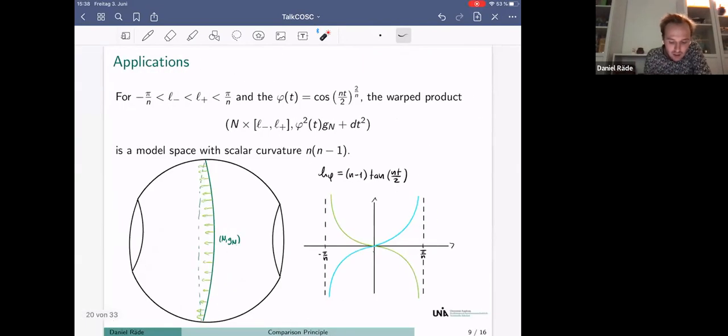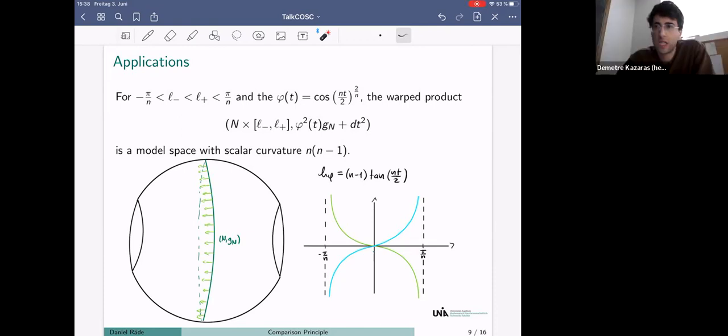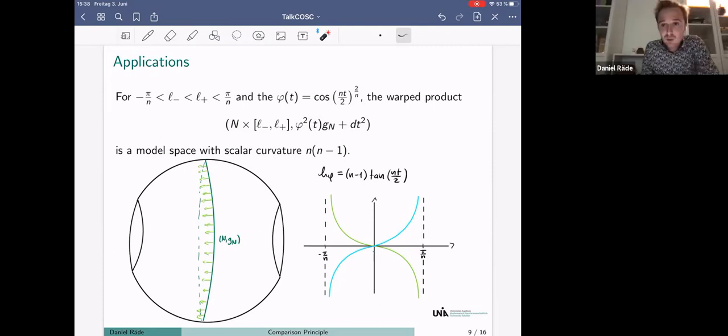So let's just start with the metric part first. Let's look at some model spaces. So we look at warped products. So G_n will always be a scalar flat manifold. I don't care what n is, what the topology of N is, just a scalar flat manifold. I just care for the warping function, basically.